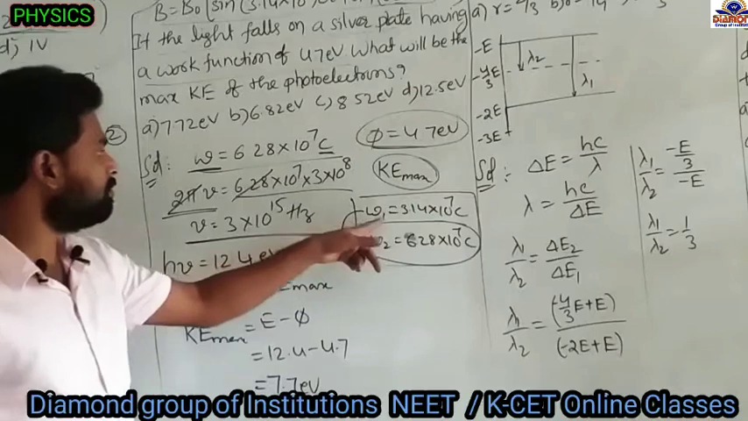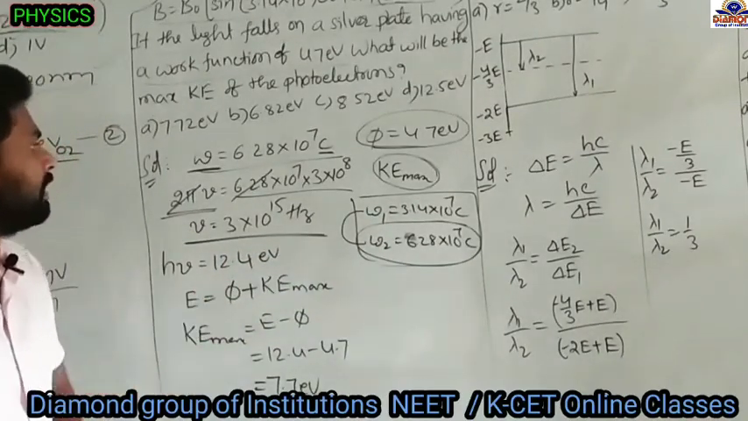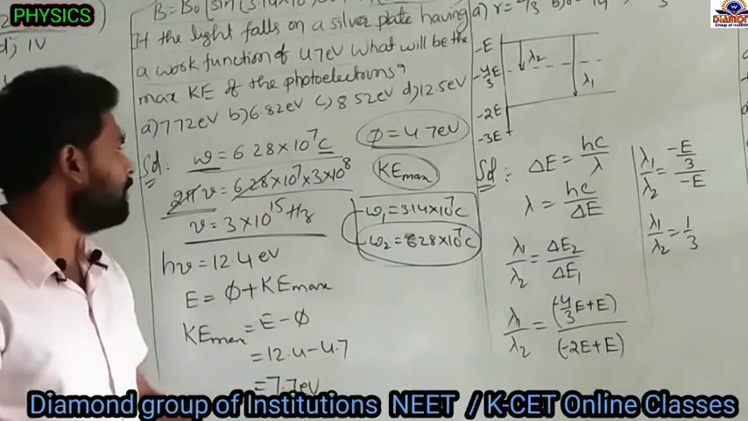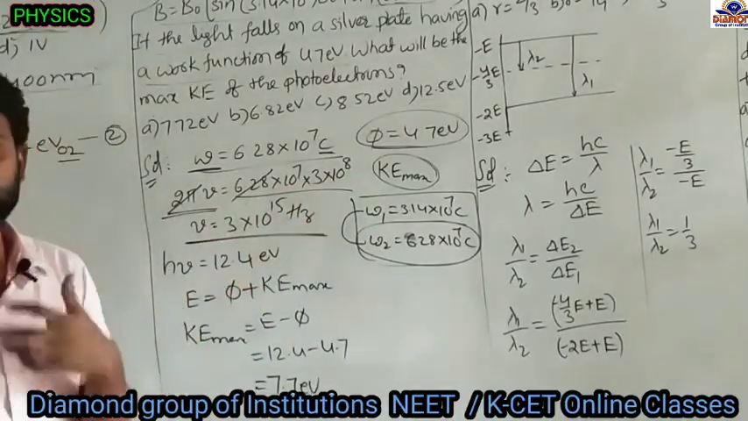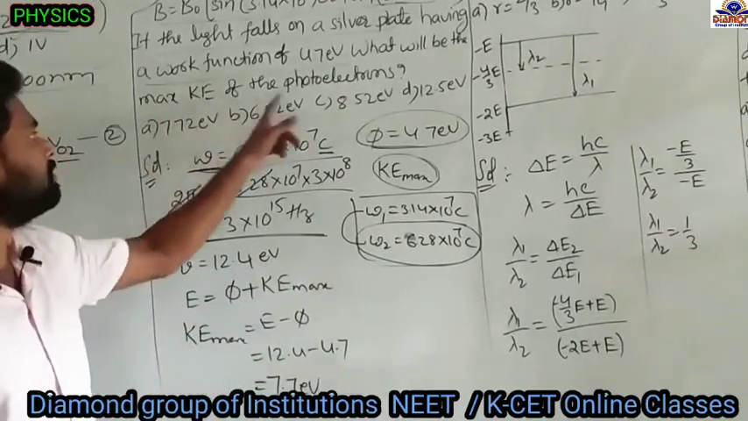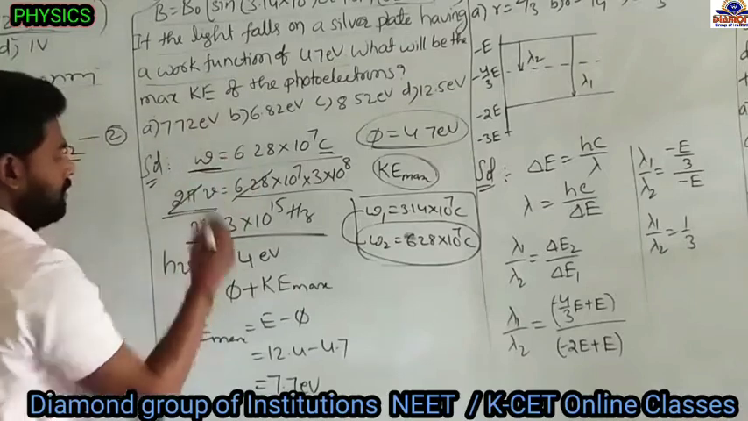Suppose we use the omega 1 value and do this, we will get a lesser value, 1.5 into 10 power 15 only. Compared with that frequency, this frequency will give the more kinetic energy. We have to find the maximum kinetic energy, so that's why I consider this one. We have to take this one only.